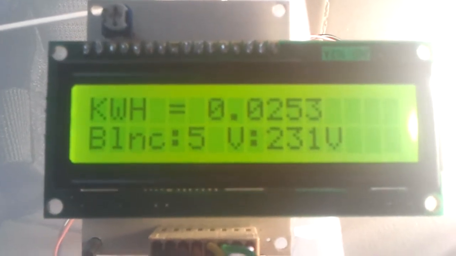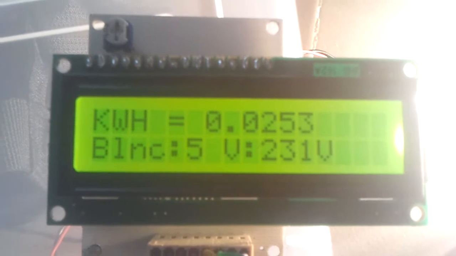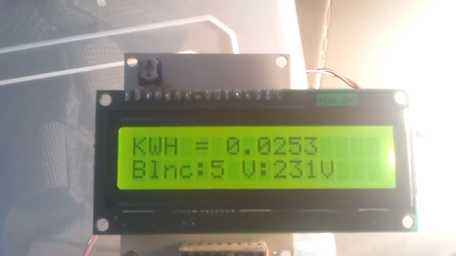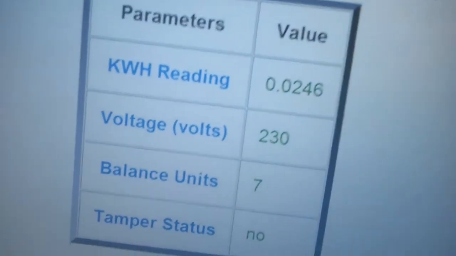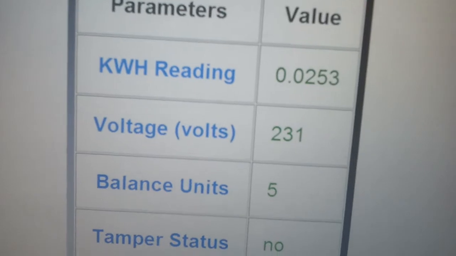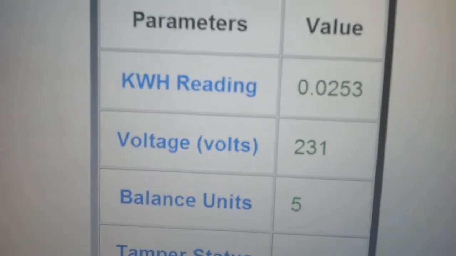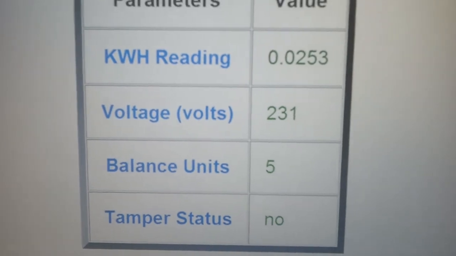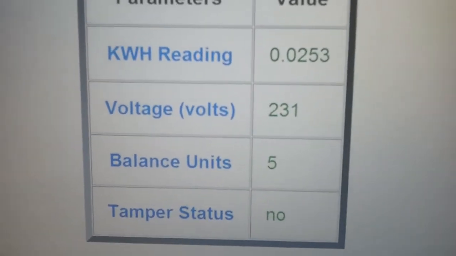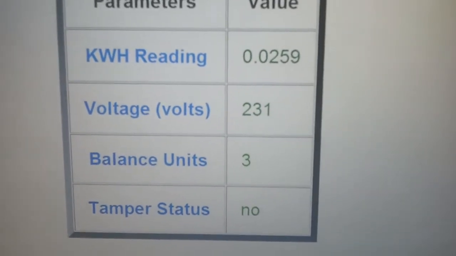Now it's sending these values to the website. Let us see the website status now. See, the website status got updated with the kilowatt hour reading and the balance units. And the updation takes approximately 5 to 10 seconds delay. Now see, the balance got reduced to 3 units.